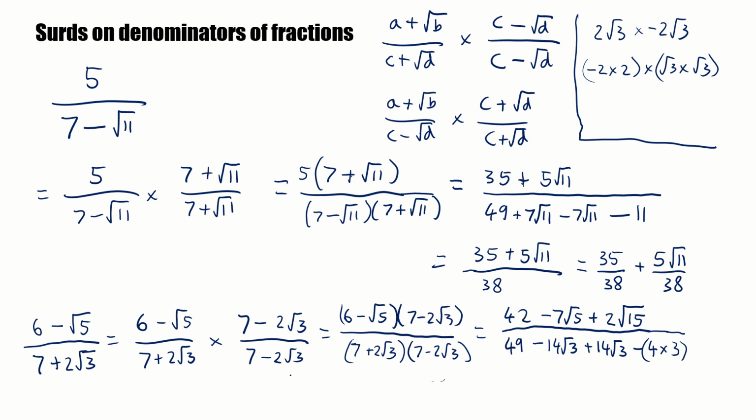And therefore, that means we can do some simplifying. So apologies, cramming it into the bottom of this slide. 42 minus 7 root 5 plus 2 root 15, and over, that's going to be 49. The minus 14 root 3 and positive 14 root 3 are cancelling out. And the 4 times by 3 has become a 12. Meaning the final answer is 42 minus 7 root 5 plus 2 root 15 all over 37.